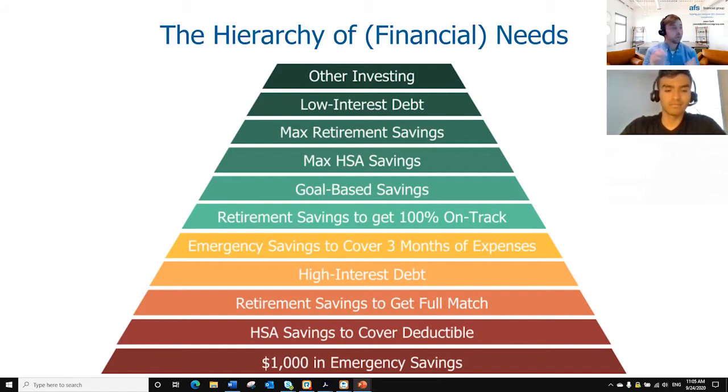But what I want to point out is that right there at the foundation, you'll see HSAs, the HSA savings to cover your deductible. I'll give you a little precursor now, and we'll talk in more detail in a moment. If you're already somewhat familiar, you know that health savings accounts are tied to high deductible health insurance plans. So what we're describing here is, in addition to that $1,000 of emergency savings, another form of emergency savings is to have enough in your health savings account to cover the deductible on your health insurance plan.